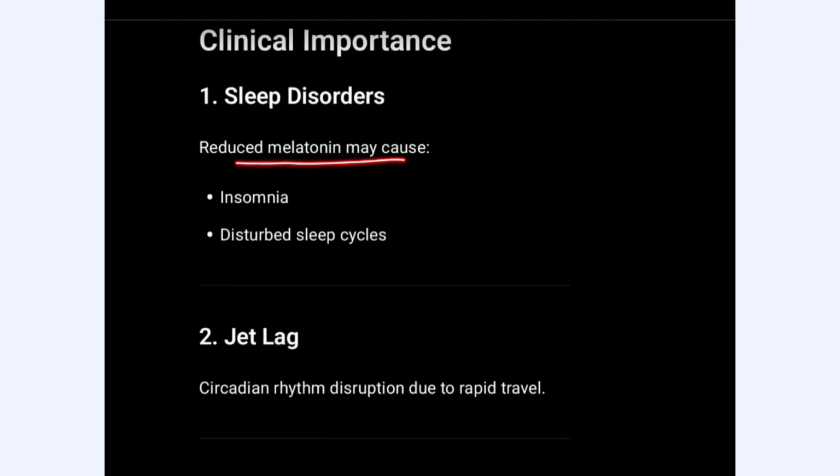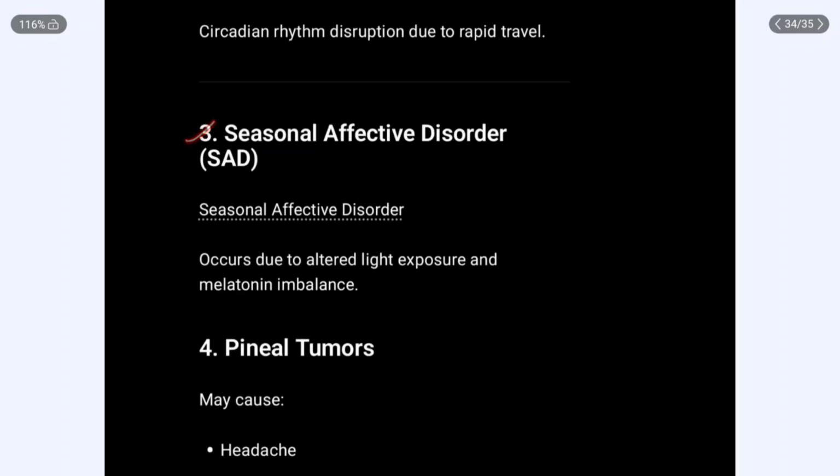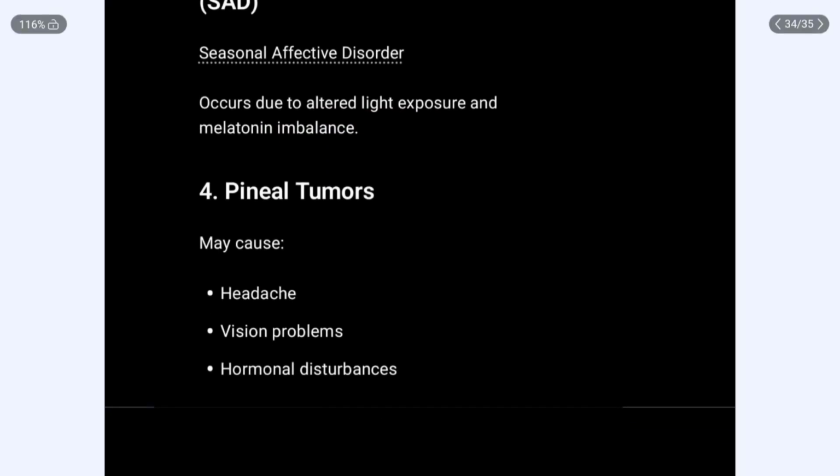Reduced melatonin may cause insomnia and disturbed sleep cycles. Number 2 is jet lag, circadian rhythm disruption due to rapid travel. Number 3, seasonal affective disorder, occurs due to altered light exposure and melatonin imbalance. And number 4 is pineal tumors, which may cause headache, vision problems, and hormonal disturbance.